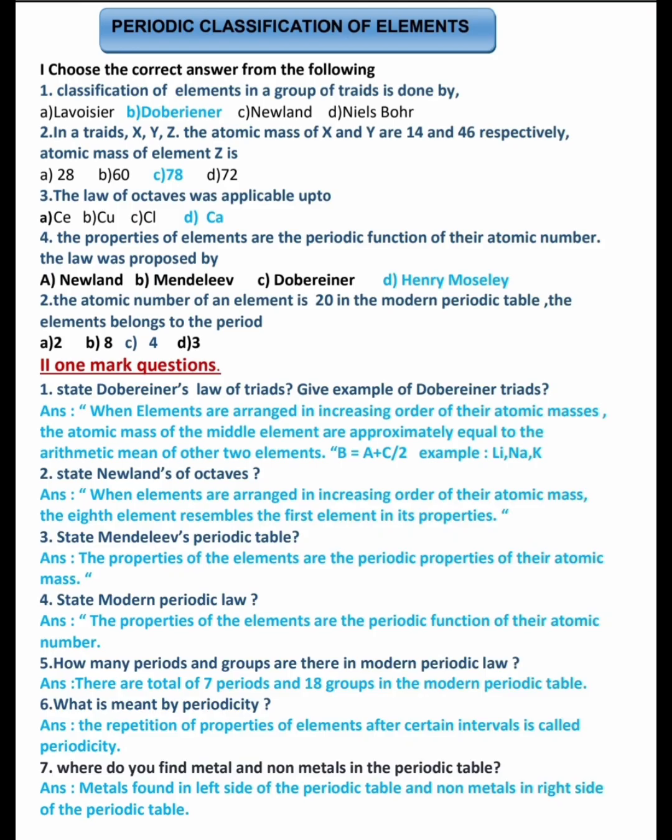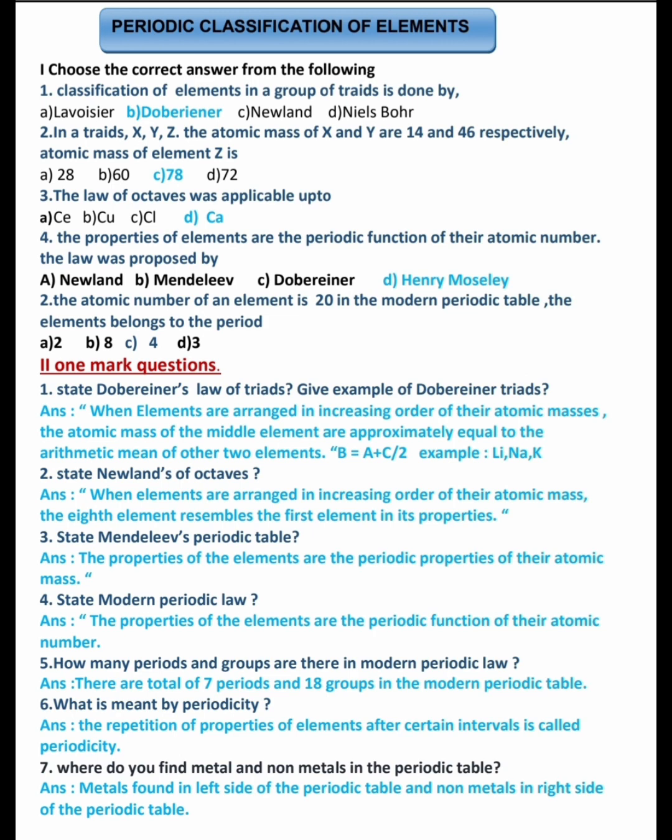Next chapter, periodic classification of elements, MCQs, one mark questions. State Dobereiner's law of triads. Give examples of Dobereiner's triads. State Newlands' octaves, Mendeleev's periodic table, modern periodic table. How many periods and groups are there in the modern periodic table? That is 7 periods and 18 groups.